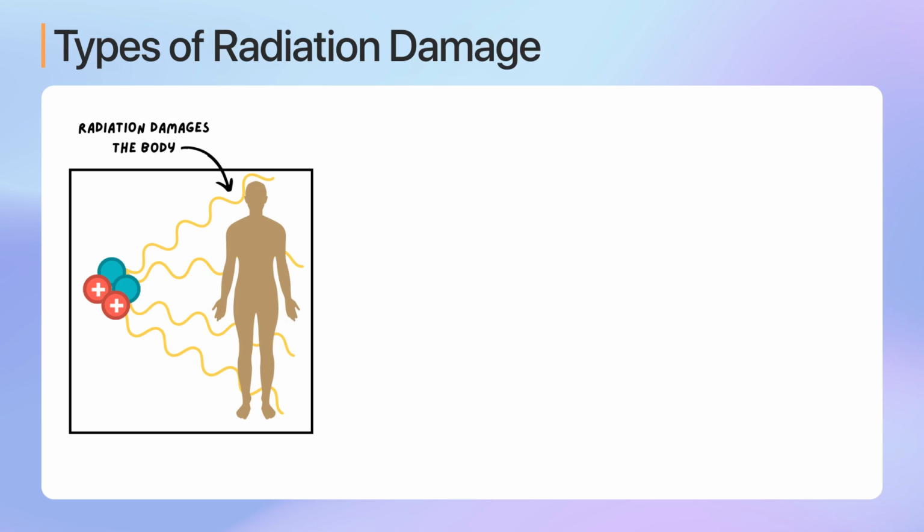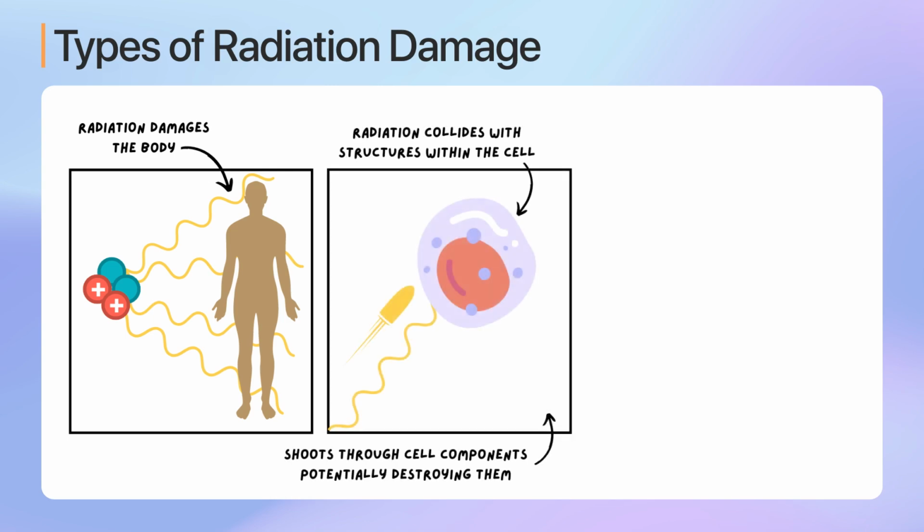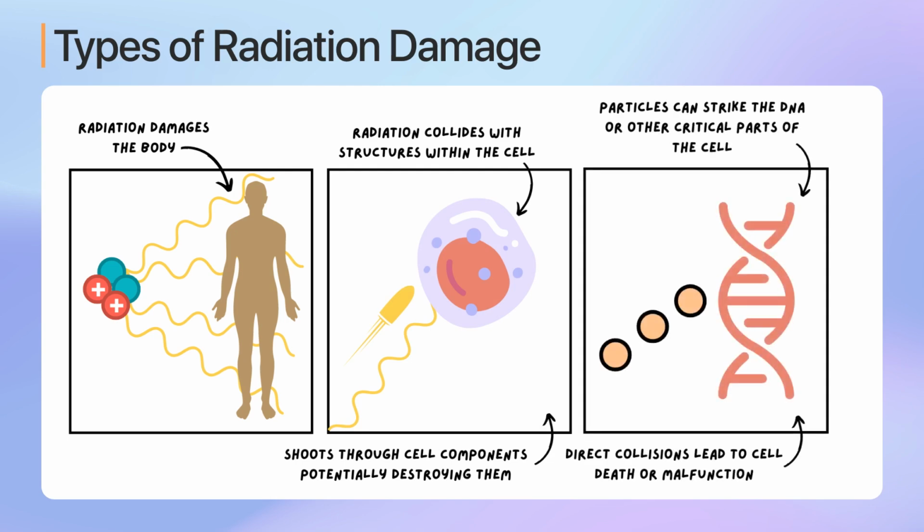When radiation enters our body, it can cause damage by directly colliding with structures within our cells. This type of damage works like a tiny bullet shooting through the cell components, potentially destroying them. For example, alpha or beta particles can strike the DNA or other critical parts of the cell, causing significant harm. Direct collisions can lead to cell death or malfunction, making it an immediate and serious threat to the body's tissues and organs.